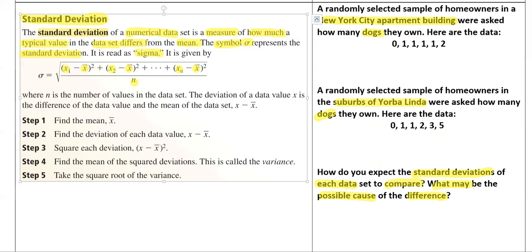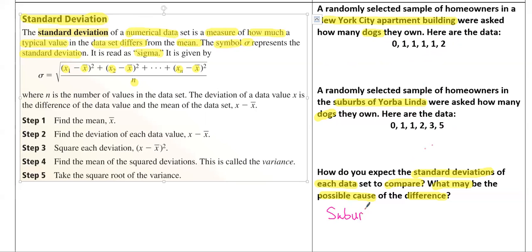Okay, which one of these is going to have a larger standard deviation? Is it the New York apartment building, or is it going to be the suburbs of Yorba Linda? Well, we're looking at how spread out the data are, because the standard deviation is a measure of how spread out these data are. It's a measure of variation. Which data set is more spread out? The suburbs of Yorba Linda.